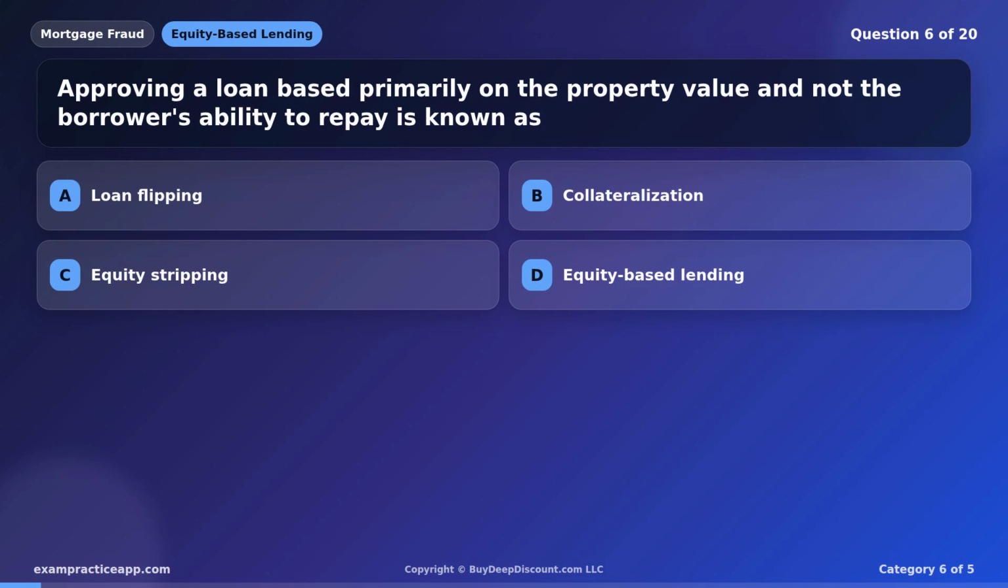Question 6. Approving a loan based primarily on the property value and not the borrower's ability to repay is known as option A, loan flipping, option B, collateralization, option C, equity stripping, option D, equity-based lending. Take a moment to choose your answer. The correct answer is option D, equity-based lending. Explanation. Equity-based lending focuses on the property's value rather than the borrower's repayment ability.